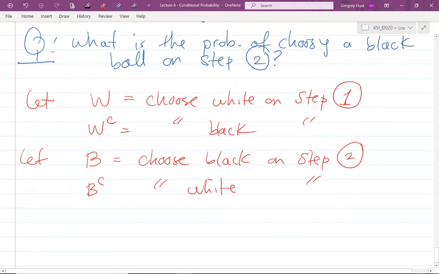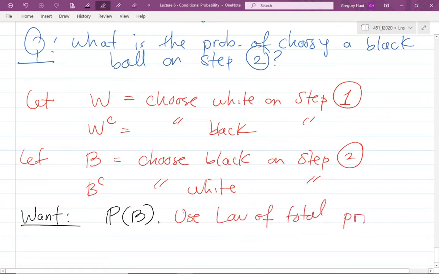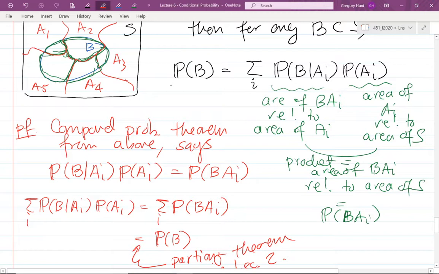Okay, with those definitions, what do I actually want to calculate? What I want is P of B. I want the probability I choose a black ball on step two. How can we solve this? Use the law of total probability. The law of total probability, in the abstract, doesn't seem super useful. But what it allows me to do, if I scroll back up to my law, is calculate the probability of some event when I only know conditional information.